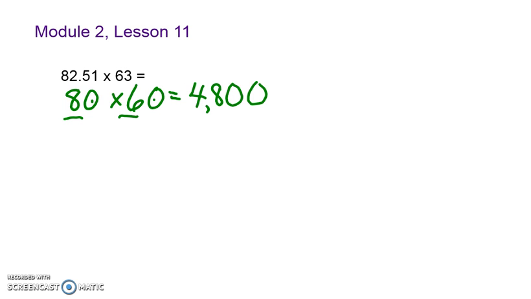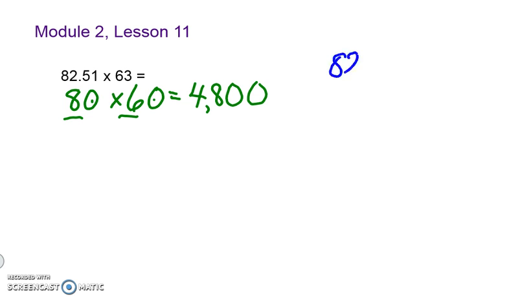Thinking back to Lesson 10, when I multiply using decimals, I'm going to ignore the decimal in my final product until the very end. So I'm going to use the standard algorithm today to multiply 82 and 51 hundredths times 63, but I'm going to picture it as I multiply as 8,251 times 63, ignoring my decimal until the very end.